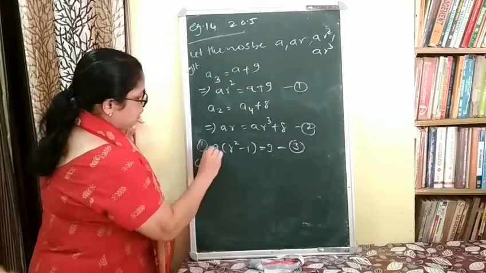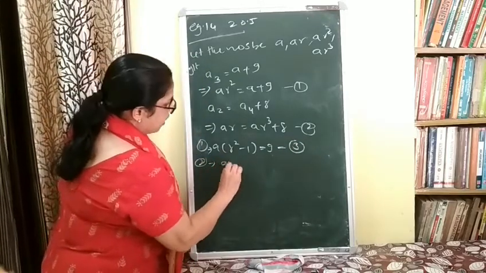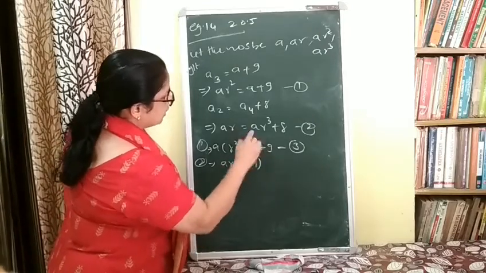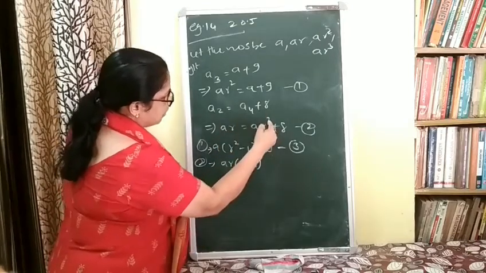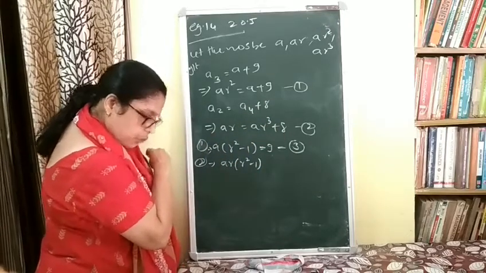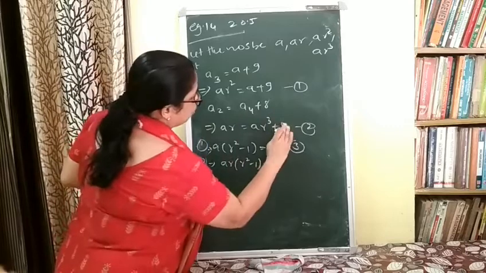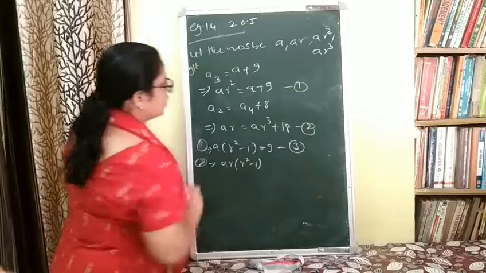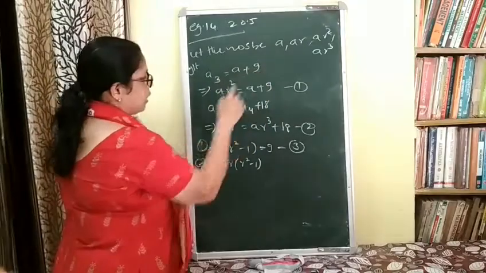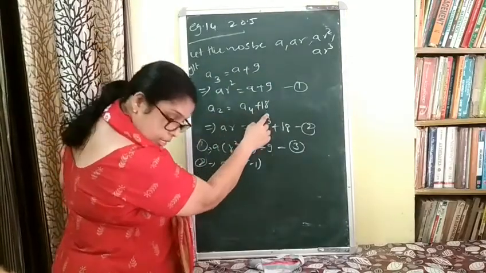From the second equation you will get AR into R square minus 1. You are shifting AR this side and 8 this side. Then one minute. Fourth term by 18. It is not 8, sorry, it is 18. Third term is 9 more than the first term. Second term is 18 more than the fourth.